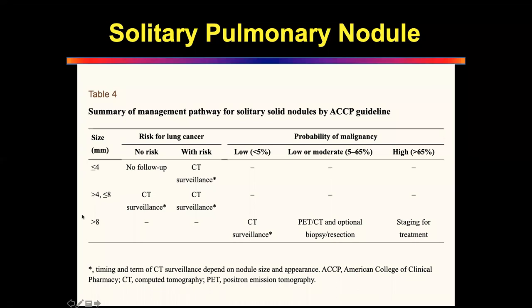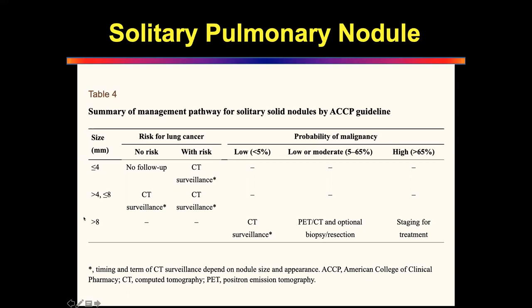Did you understand this or no? Yes, sir. Less than 4, you can just, low risk, you don't need to do anything. If it has got high risk, you need to do a CT surveillance, which means a smoker, or a strong family history of cancer. If it is between 4 and 8, you still need to do CT surveillance for low risk, no risk or high risk in a solid nodule.